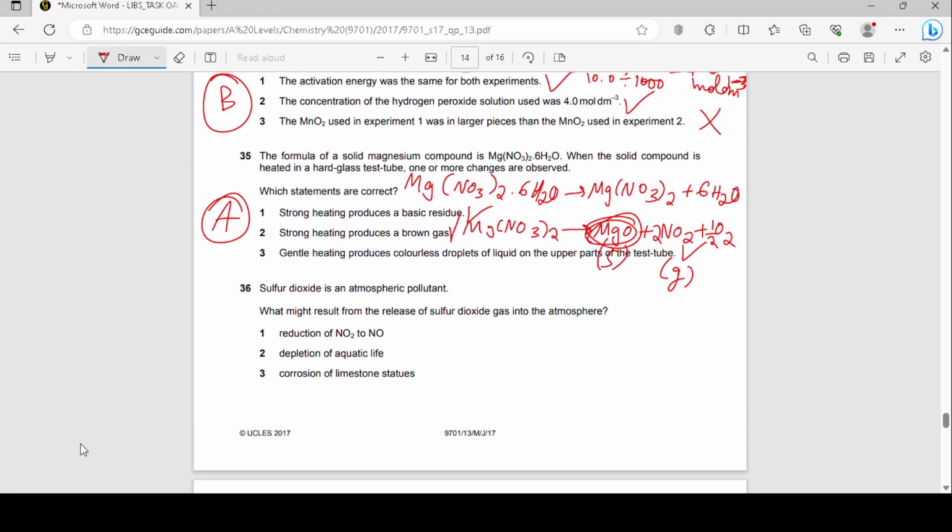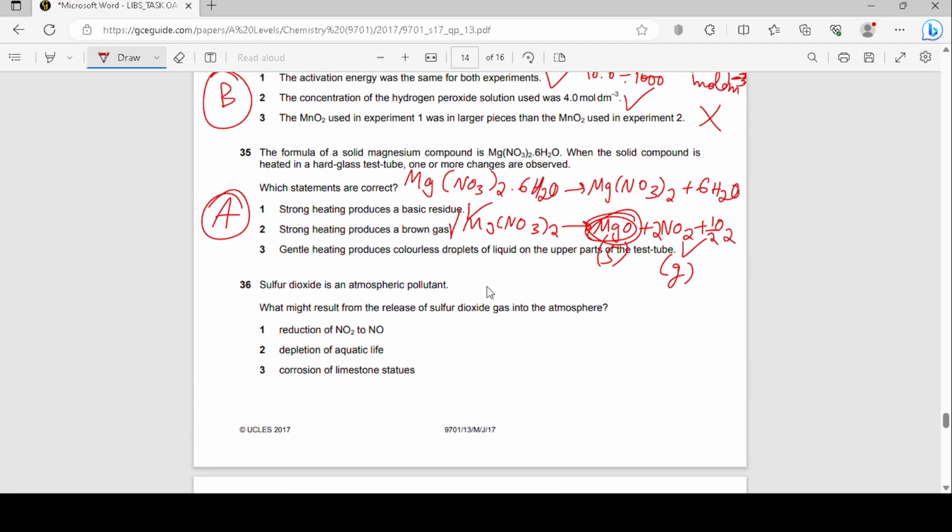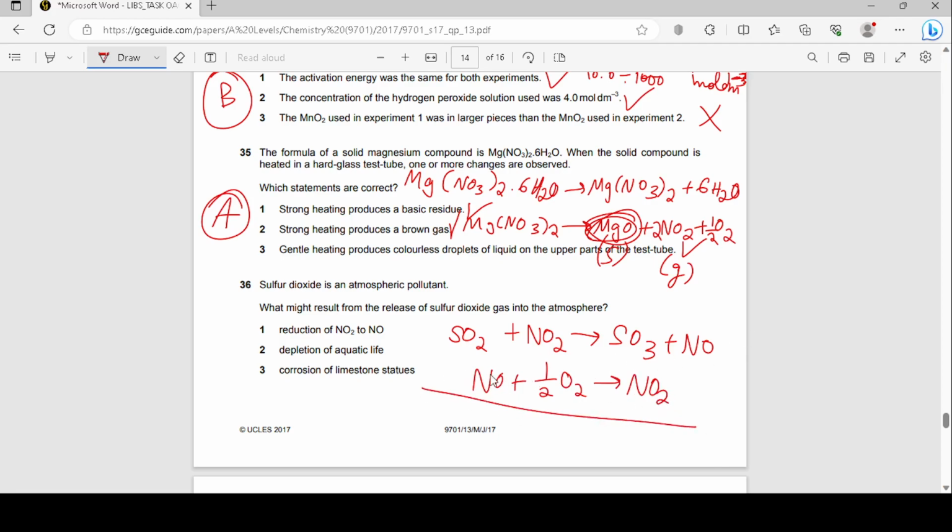Sulfur dioxide is an atmospheric pollutant. What might result from the release of sulfur dioxide gas into the atmosphere? All right, so reduction of NO2 to NO, I suppose so, because if you have SO2, then SO2 will react with NO2 to give you SO3 plus NO. But then NO2 and NO are acting as a catalyst in this reaction in the atmosphere. The NO will again react with half O2 to give you NO2. If you add these reactions, the NO gets cancelled and the NO2 gets cancelled because they're on both sides. So overall the reaction is SO2 plus half O2 gives you SO3, right?